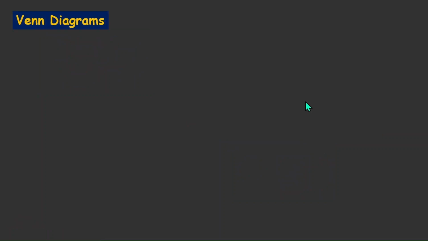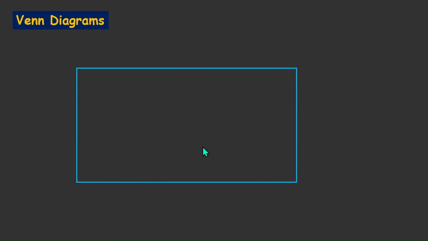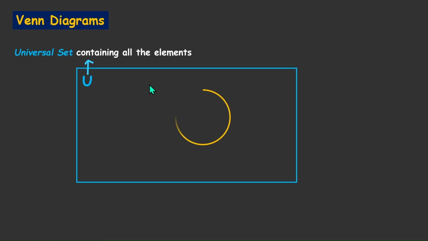So the idea of Venn diagrams is when we want to represent a lot of sets visually, then we use Venn diagrams. And for that, first we'll make a big block which represents the universal set. And it contains all the elements. So this is the universal set containing all the elements. And now the sets would be a part of this universal set. So we'll make the sets as circles inside this block.